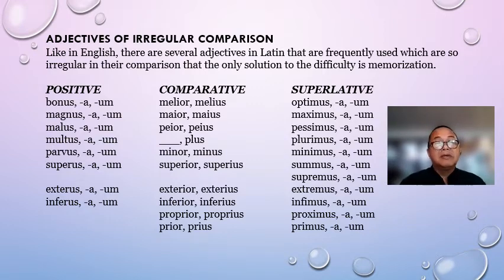So we cannot do anything about this because this is how the language developed. Just like in English, we cannot do anything but say good, better, best. You do not say good, gooder, goodest. So be familiar with these adjectives with irregular comparison.